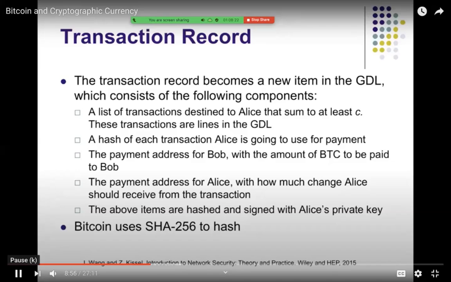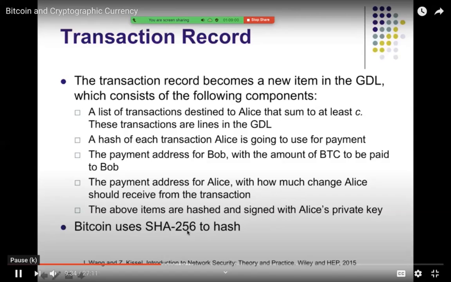So these coins are owned by Alice, and since now they are paid to Bob, of course Alice will own less, by the amount that she pays to Bob. The above items are hashed, so all of these items are hashed and then signed with Alice's private key. Okay, so that becomes one transaction record.